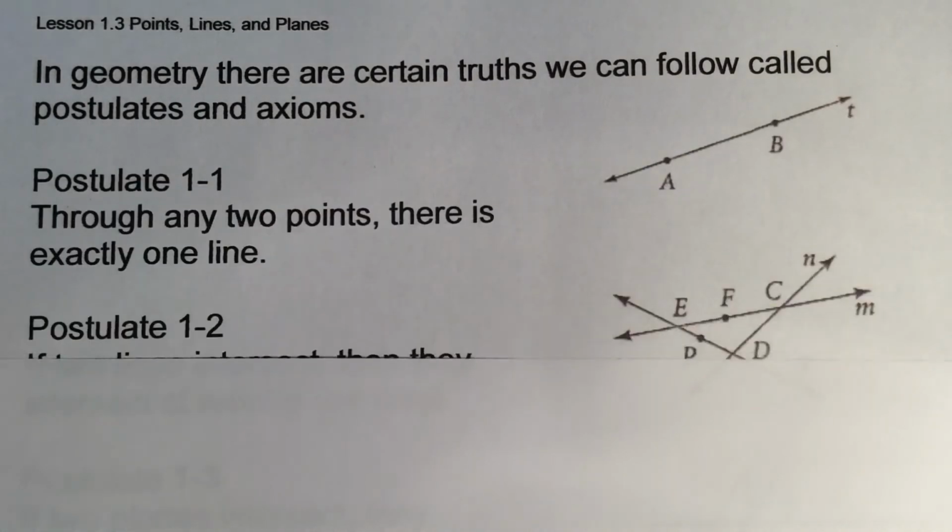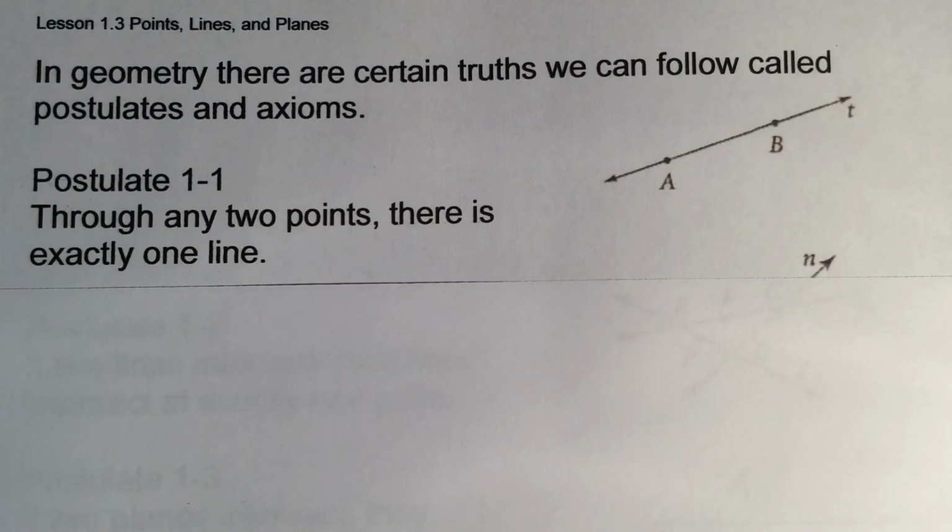Now, with geometry, there are certain automatic truths that we follow. These are called postulates or axioms. We will refer to them as postulates. Other spots in geometry call them axioms. They mean the same thing. They're automatic truths, truths that are right no matter what, and there's no real way to prove them. It's just automatically how it is. So, postulate 1-1. Through any 2 points, there's exactly one line.